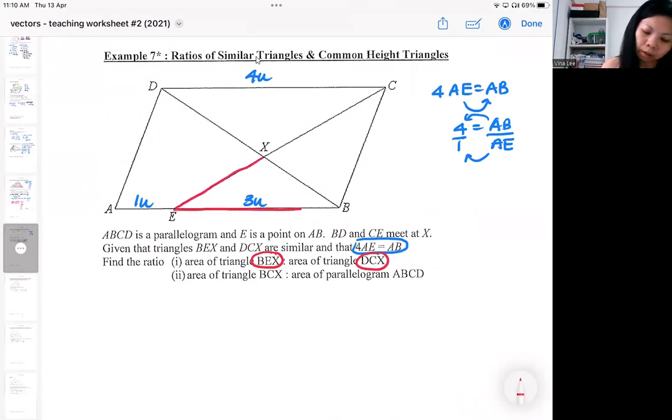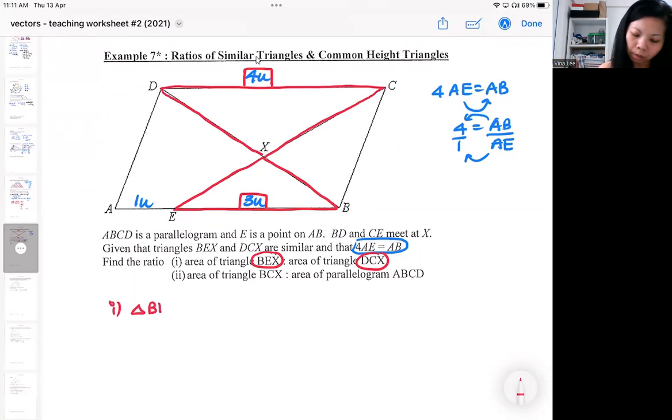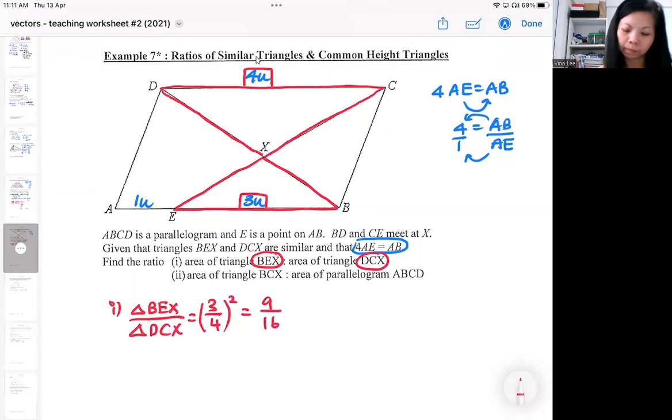If you look carefully, these two are similar triangles. The base here is 3 units, and the base here is 4 units. So for part 1, these two are similar, so I'm going to use method 1. Take the base ratio and then square it. So the areas are 9 units and 16 units.